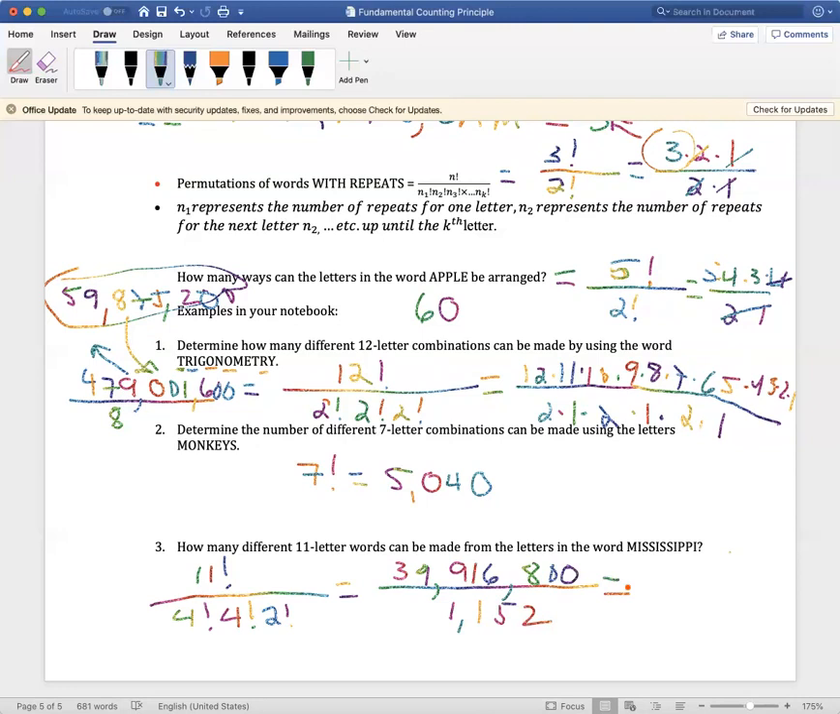Okay, and when you find the quotient of these two, I'm going to go back and put this in my calculator, 39,916,800 divided by 1,152, we get 34,650. So there's 34,650 ways that we can make 11-letter words from the letters in Mississippi. And the reason that it's small is because there's a lot of repeats in Mississippi.